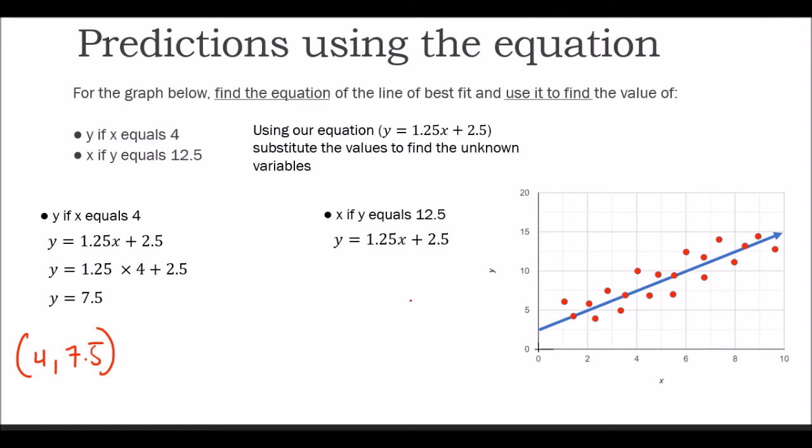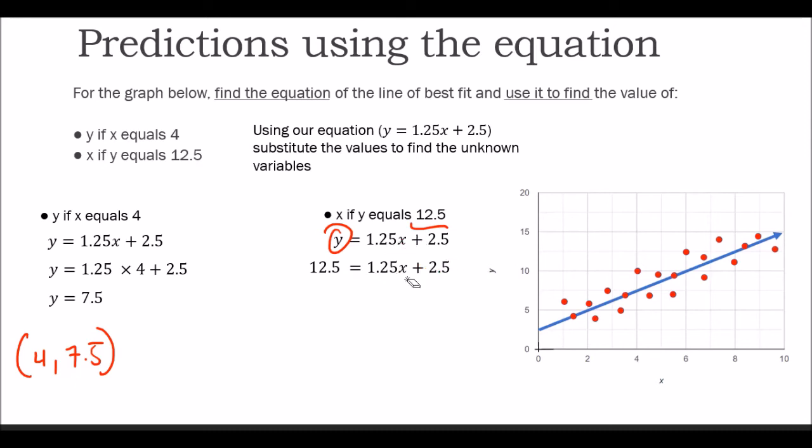Next one, what is x if y equals 12.5? So now instead of changing x, I'm going to change y to 12.5. Okay, so y is now 12.5. So 12.5 equals 1.25x plus 2.5. Okay, does anyone remember how to solve this? What if you get a question like this? What should we get rid of first? Anyone know? This is 1.25x plus 2.5. What should I get rid of?